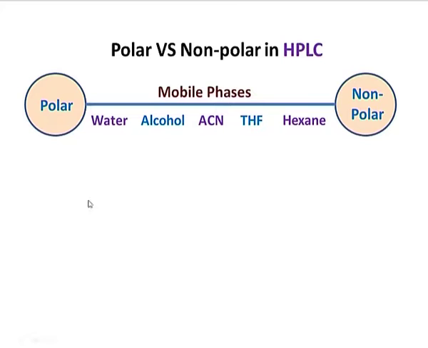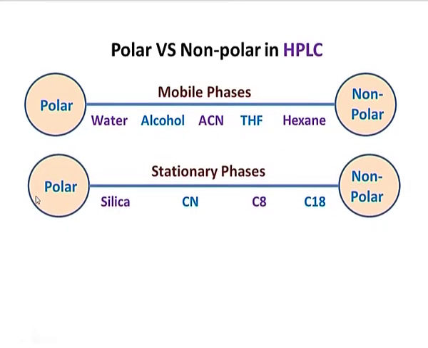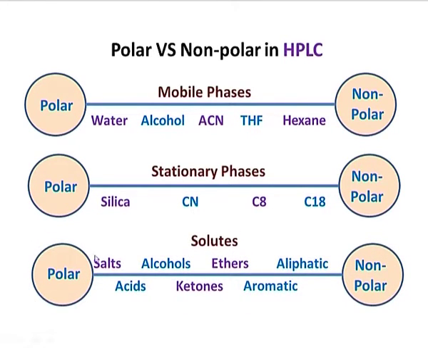Now, these are the things one can change in an HPLC. As far as mobile phase is concerned, one can change from a polar mobile phase such as water and reach up to hexane as a non-polar mobile phase. For stationary systems, one can use silica or those modified bonded phases such as cyano, C8 or C18 as non-polar stationary phases. One also has a wide choice of solutes which can be run on such systems, right from salts to alcohols to aliphatic or aromatic non-polar systems.